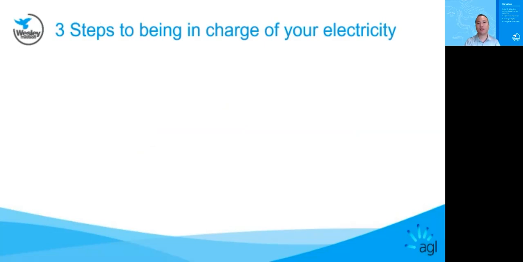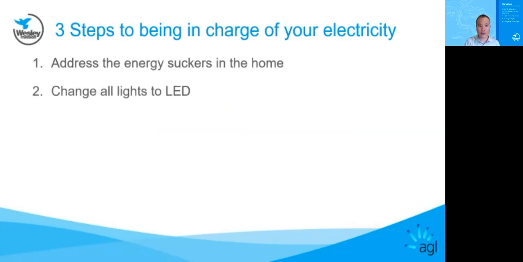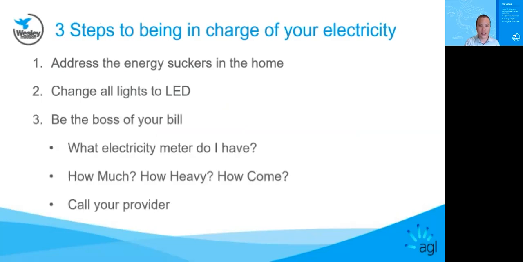So 3 steps of being in charge of electricity. Make sure you know your energy suckers that are in your home. Change your lights to LED. Be the boss of your bill. A lot of you didn't know what electricity meter you have. Go and have a look at the side of your home or your unit and find out which meter you have. And then call your energy company and say, hey, how can I reduce my energy bill? Especially since I have a traditional meter or a smart meter.